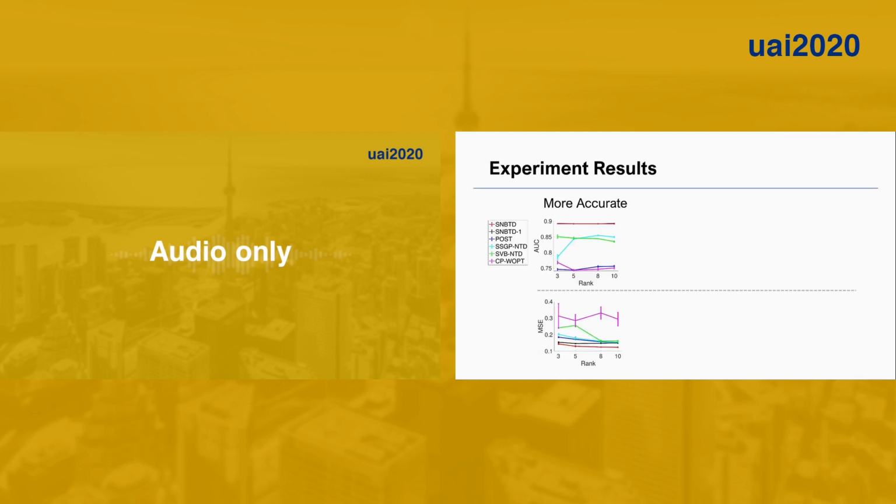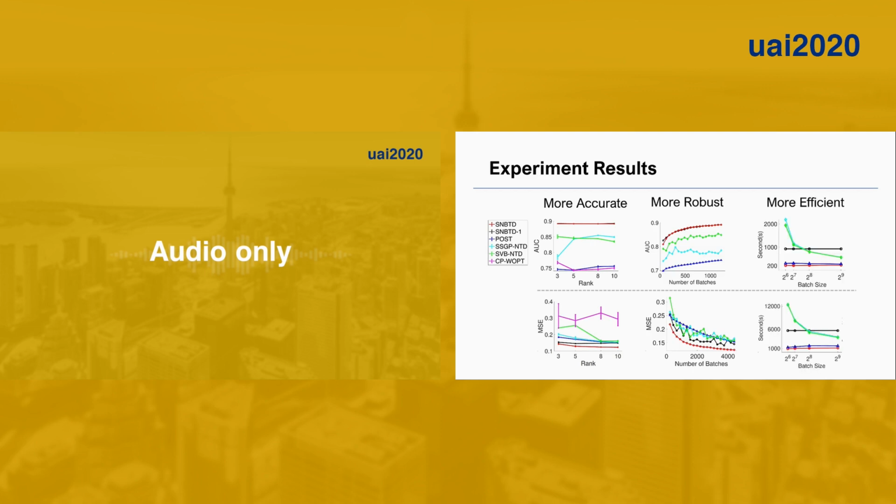Finally, we conduct the experiment to evaluate our models comparing with other competing methods using large-scale real-world datasets. The experiment shows that our model is first, more accurate with higher AUC and lower mean square error. Second, it is more robust with running curve much smoother than others. Finally, our model is more efficient as it takes less time to process one batch of data.